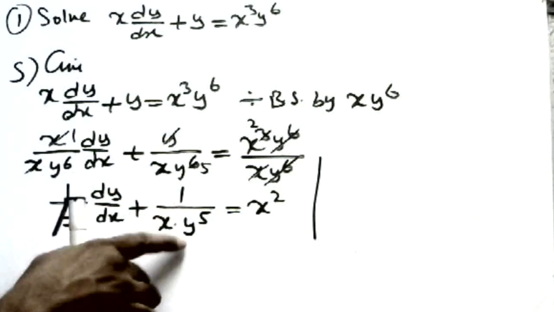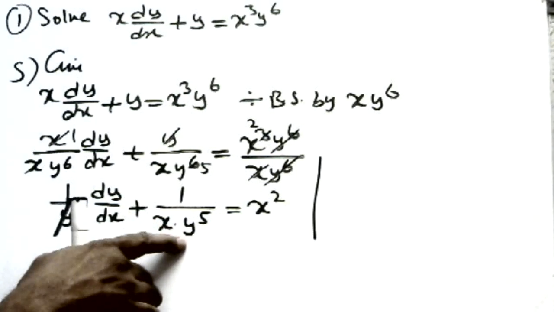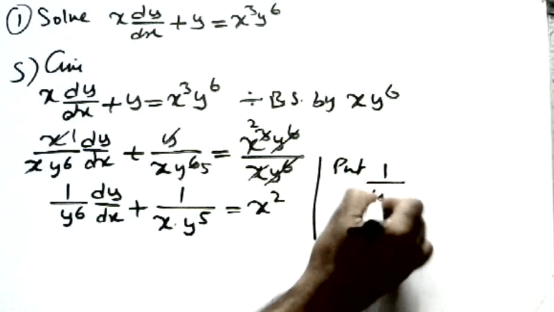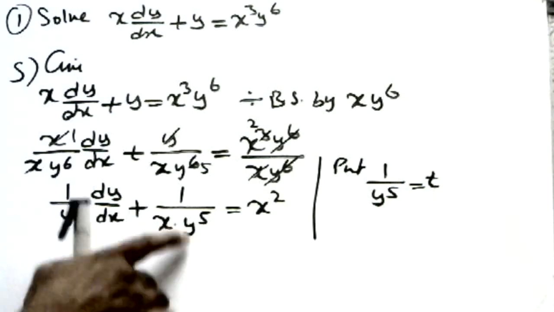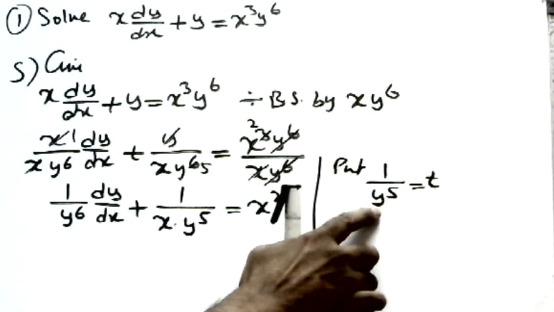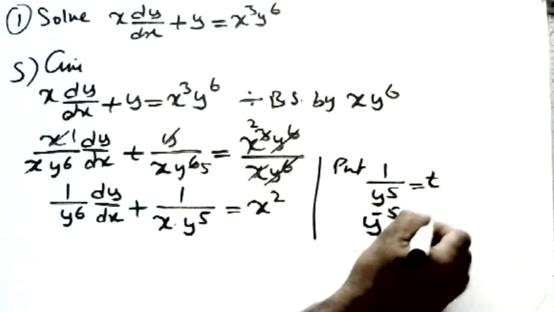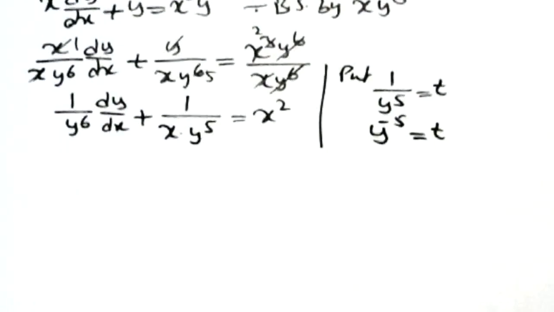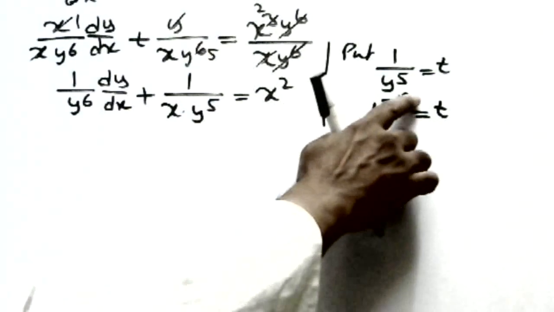Now the next procedure is, wherever we have y here, let me suppose this as t. Here it is in the denominator, that is, we have 1 by y power 5. We suppose this as t. Wherever we have y here, we must suppose that as t. Now bring this into the numerator, this will be y power minus 5 equals t. Now differentiate both sides with respect to x.